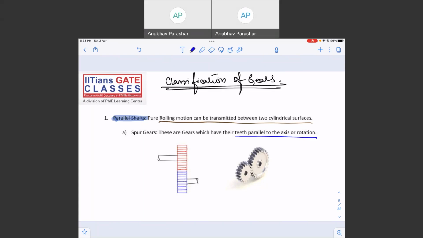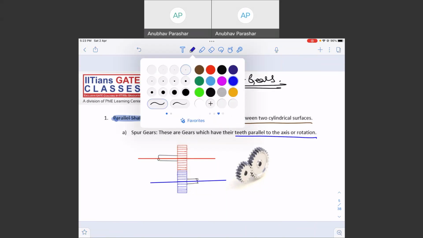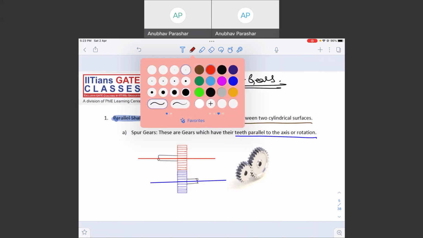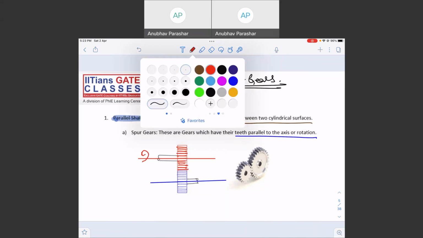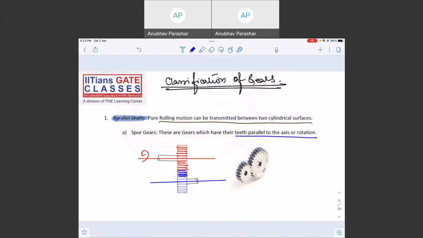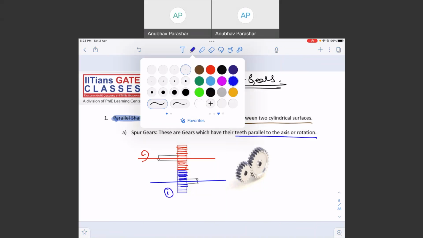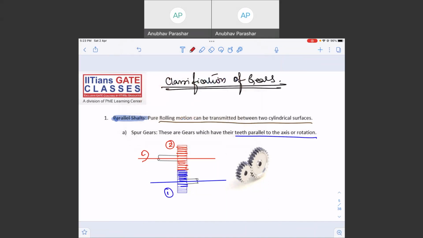You can see these are two shafts. This is one shaft, and this is the other shaft. Both the shafts are parallel to each other. And if you see the teeth, the teeth are also parallel to the axis of rotation. So this is the axis of rotation, and you can see the teeth are parallel to it. This is gear number one, and this is gear number two.